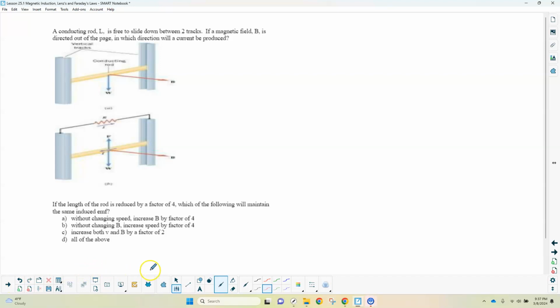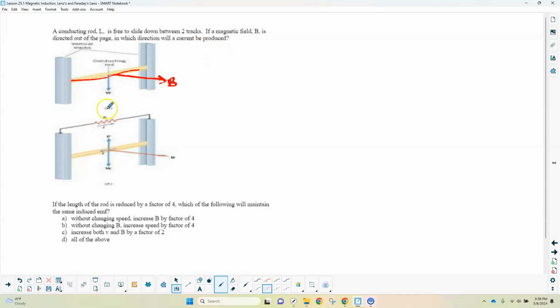All right, so let's take a look at this example. It says we have a conducting rod, so a piece of wire or something going across here, and it's got a length of L, and it's free to slide between these two tracks. If a magnetic field is directed out of the page, so this arrow going this way, that's the magnetic field. They labeled it B. It's a little hard to see in this diagram. And it says, in which direction will a current be produced?